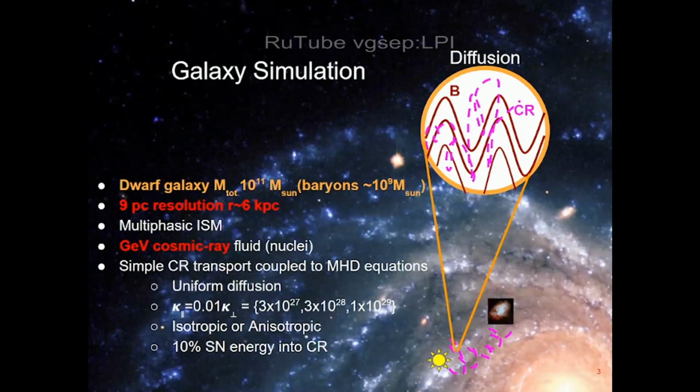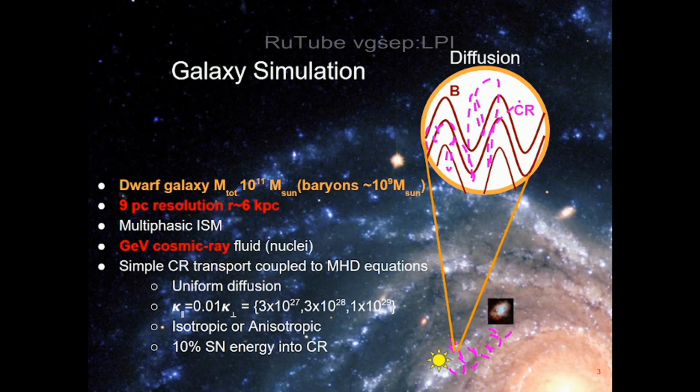Now, what are we doing? We're basically simulating a dwarf galaxy with a total mass of 10^11, with a very high resolution of 9 parsec. It's high resolution for simulations, but for modeling the evolution of particles as cosmic rays, it's a very coarse resolution. We're also resolving the ISM, and I'm going to tell you a bit more about that.